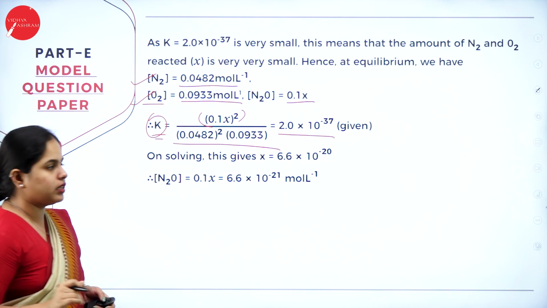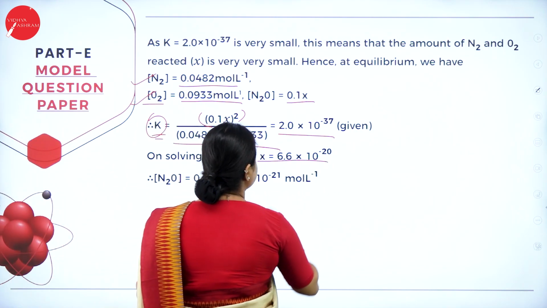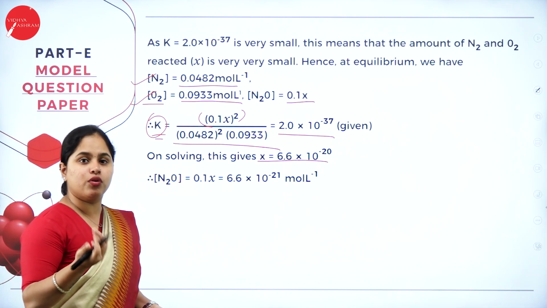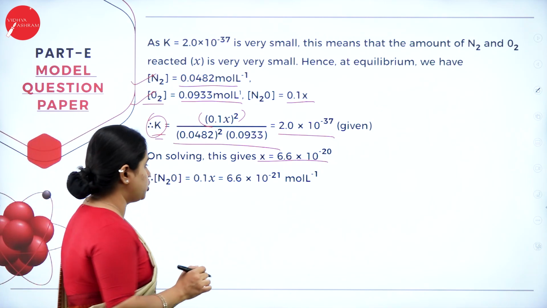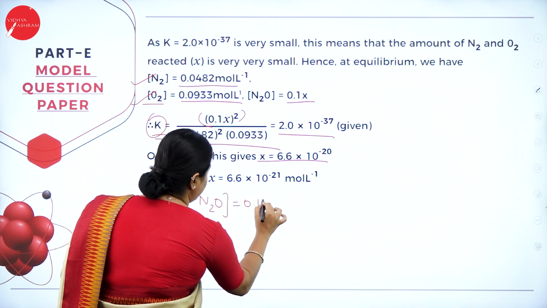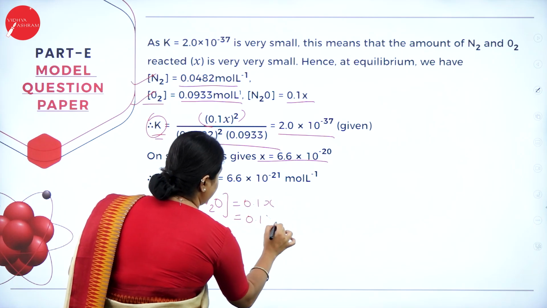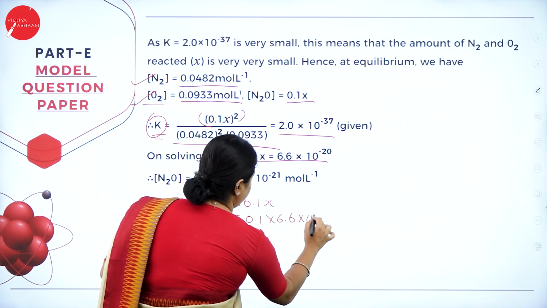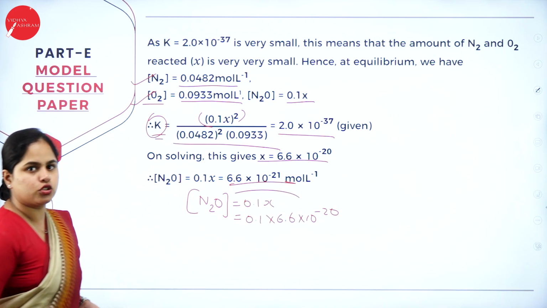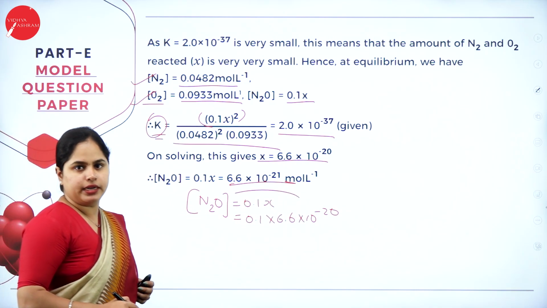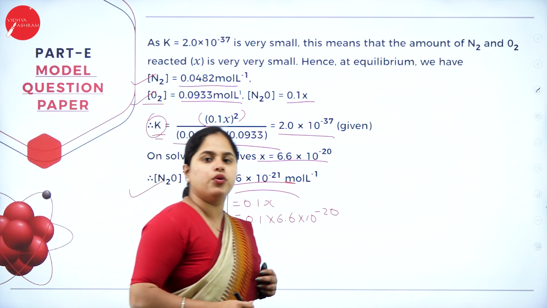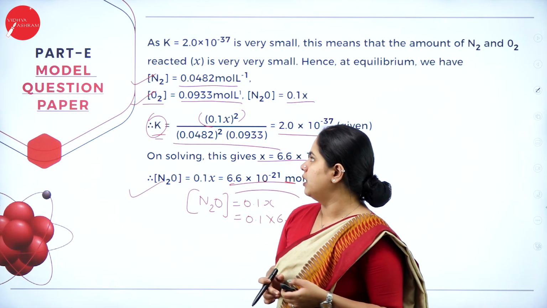So when you calculate this, we are going to get the x value as 6.6 into 10 to the power minus 20. So once you get the x value, you can calculate the molar concentration of N2O. What was the molar concentration of N2O? It is 0.1x, right? So 0.1 into 6.6 into 10 to the power minus 20. If you do, you're going to get the value as 6.6 into 10 to the power minus 21 mole per liter. So this is the molar concentration of N2O. So this is how you have to do this equation under equilibrium.